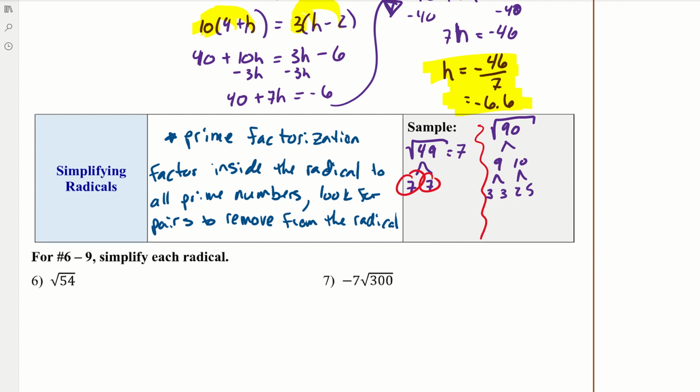Okay, so what we're going to do is we're looking for pairs. There's a pair of 3's. Those 3's simplify out of the radical. It's a perfect square that simplifies out of the radical. The 5 and the 2, they do not simplify out of the radical. They stay in the radical, but they get multiplied back together inside the radical. So square root of 90 in simplified radical form is 3 square root of 10.